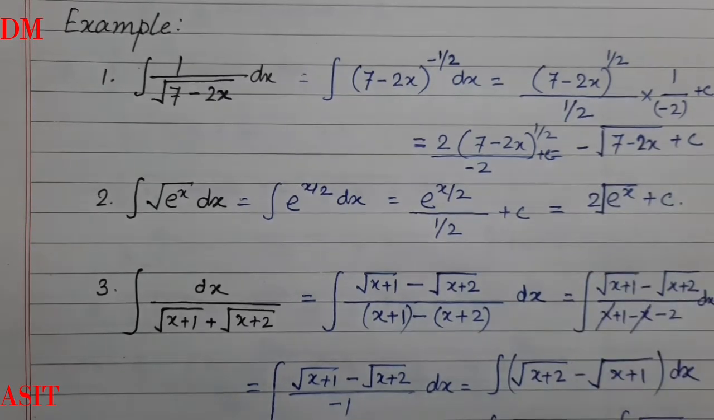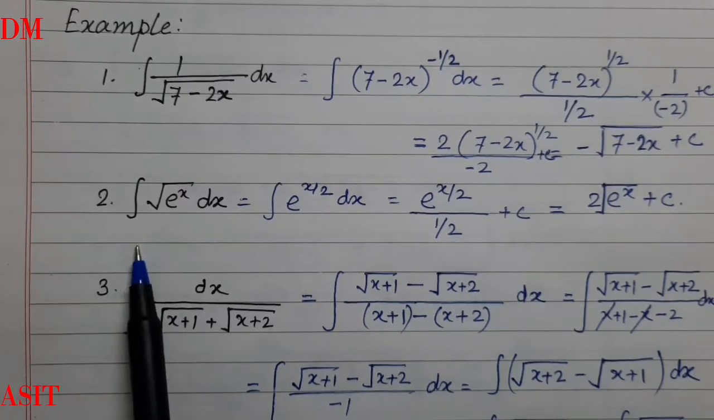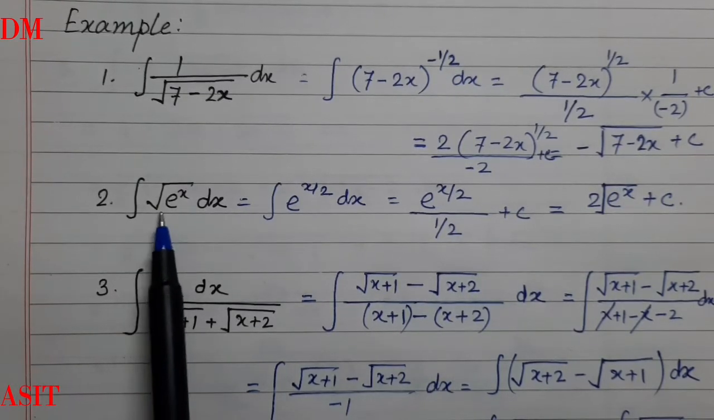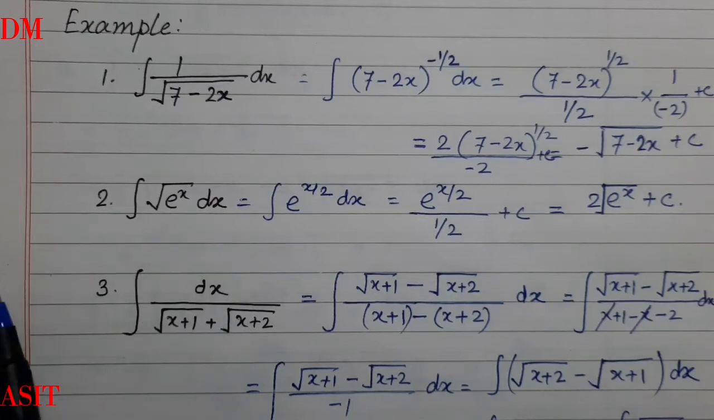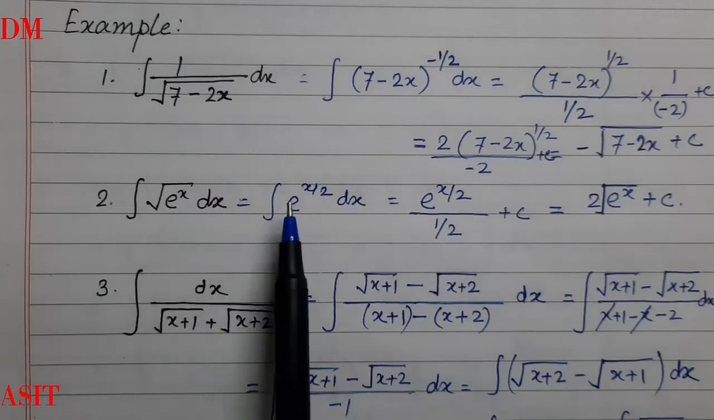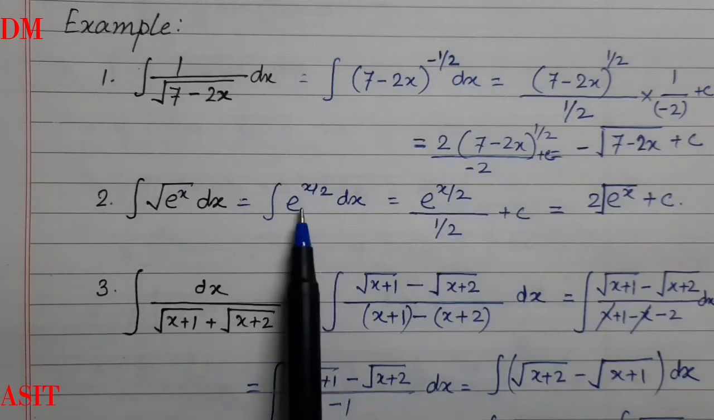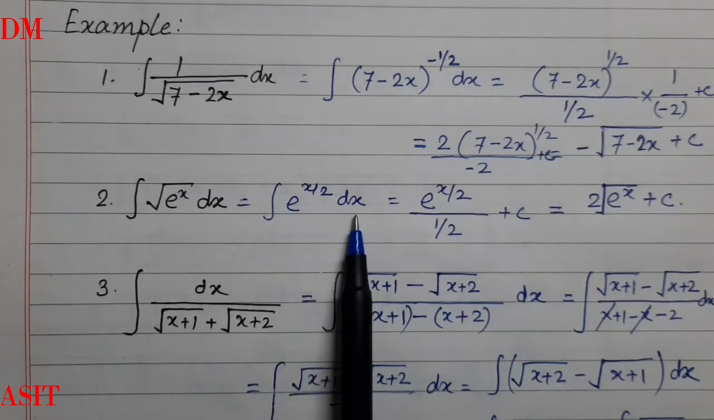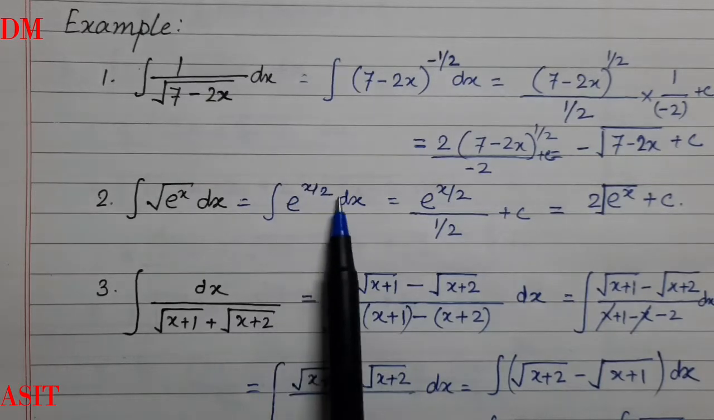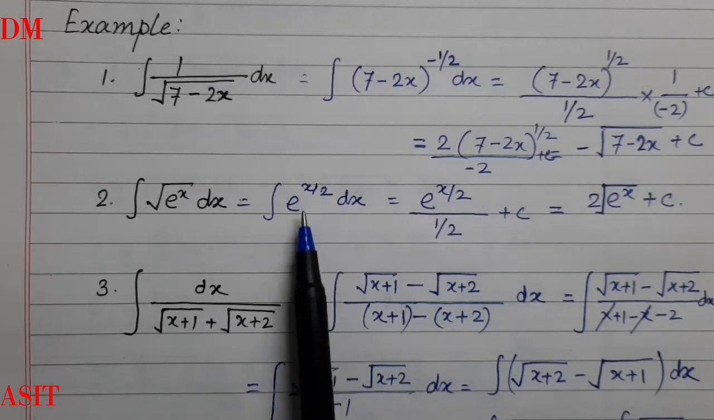Now the second question. Second question is integration of root over of e to the power x dx. Similarly, we can write root over of means to the power half. So it will be e to the power x by 2 dx. Now we will consider that it is, suppose, e to the power x.